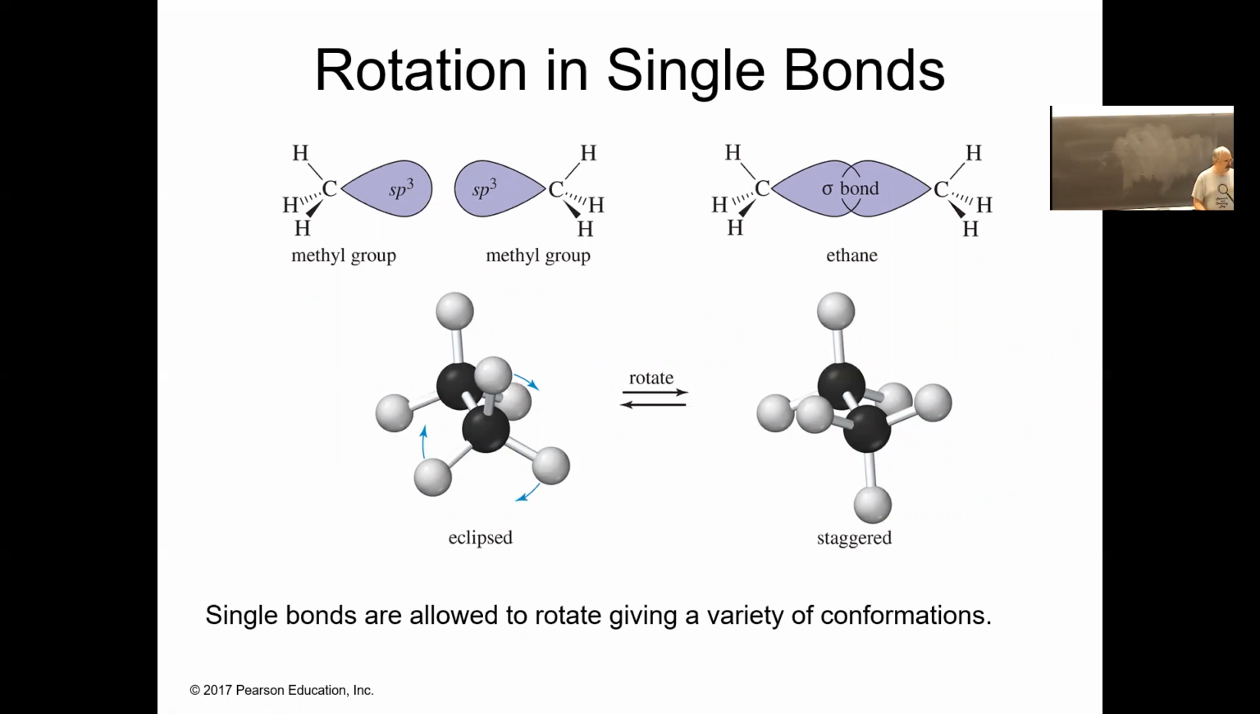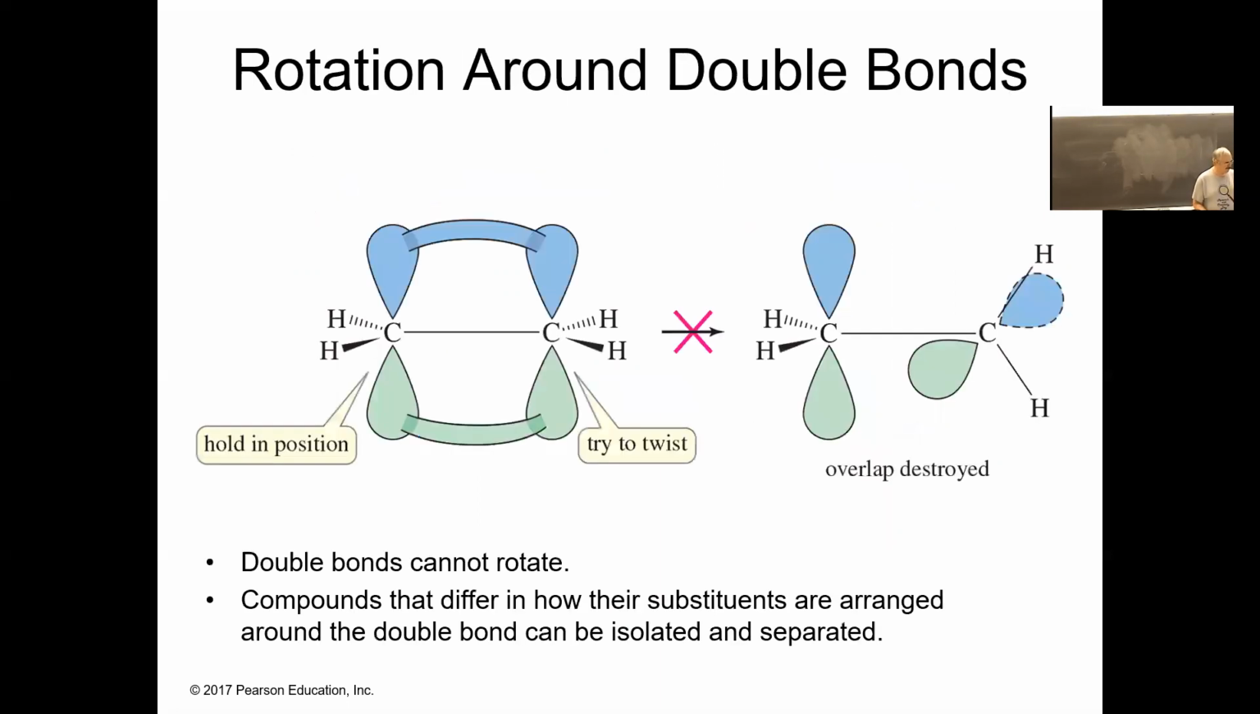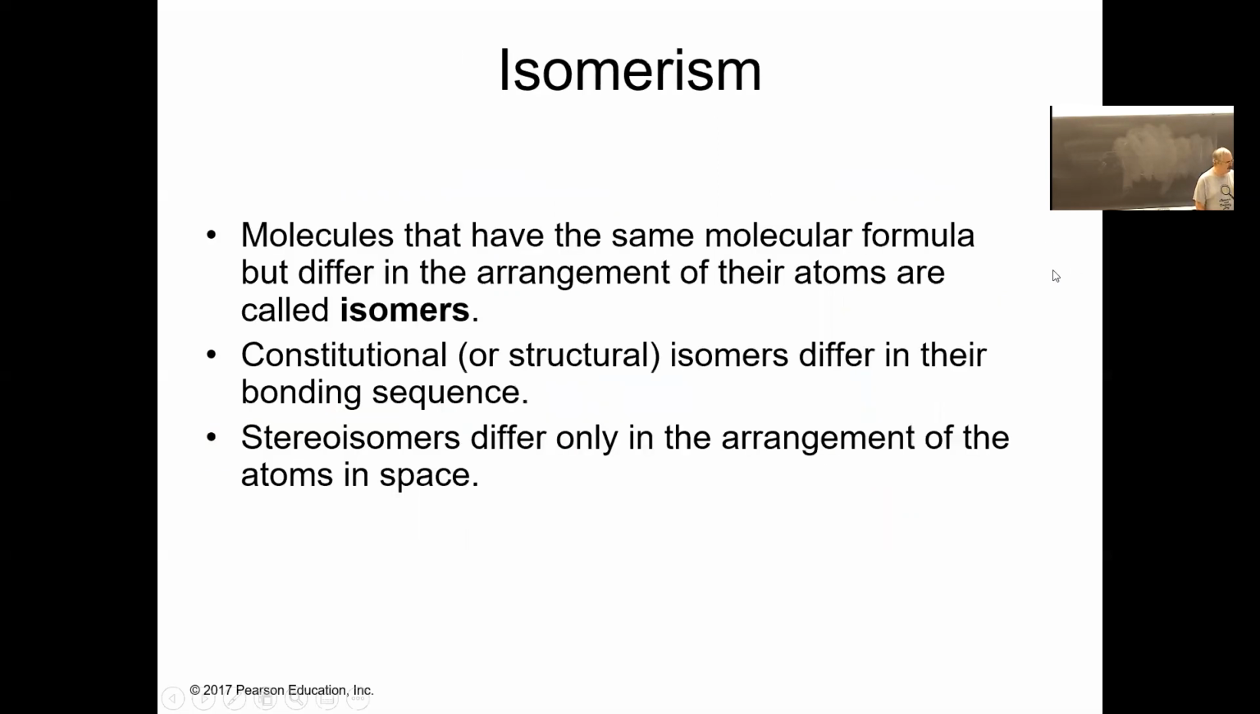Okay, sigma bonds can rotate freely, whereas pi bonds don't. You actually have to break the bond before you can rotate about this carbon. Okay, I'm going to go ahead and stop there.